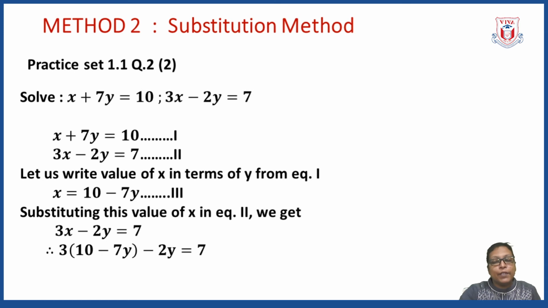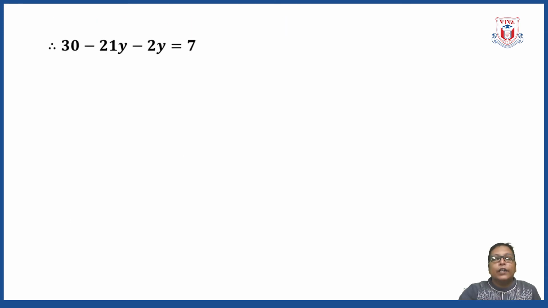Now the next step is to open the bracket. 3 into 10 is 30 and 3 into minus 7y is minus 21y, and minus 2y as it is we have to copy down, is equal to 7. Here you will observe that minus 21y and minus 2y are there, so we have to add them and we are going to get minus 23y.